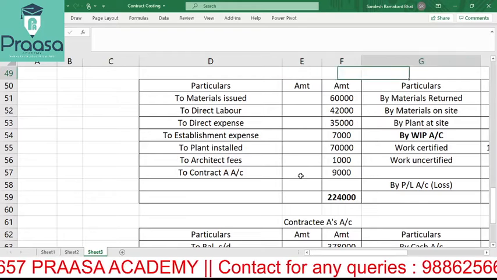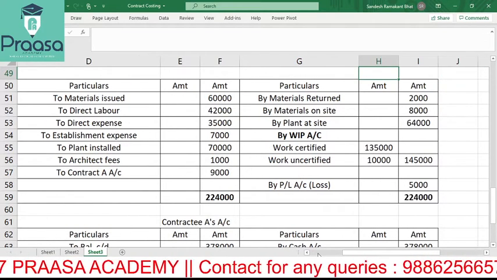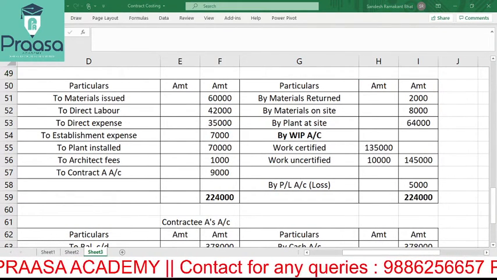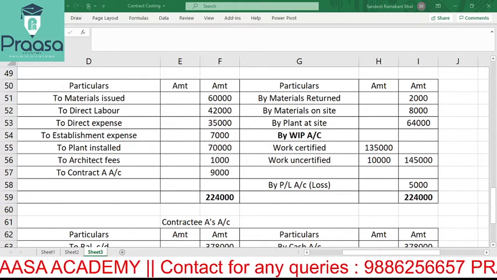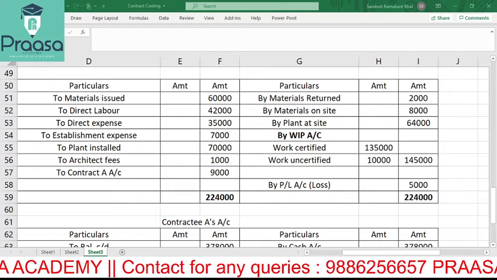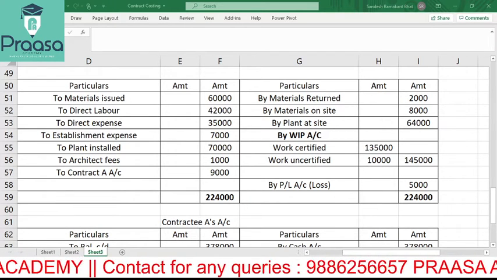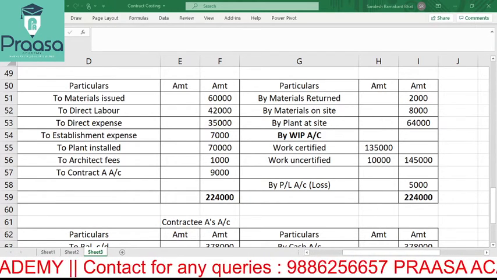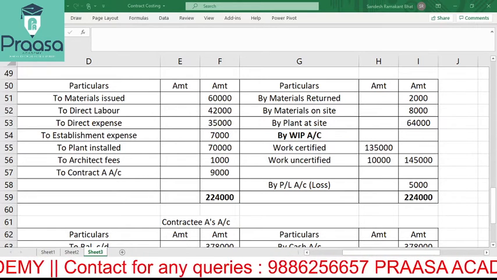Work in progress, as I said, I want you to try that once, because in the previous problem also we have done work in progress. Once again, it is very easy to show this work in progress in the balance sheet. So I want you to do that.